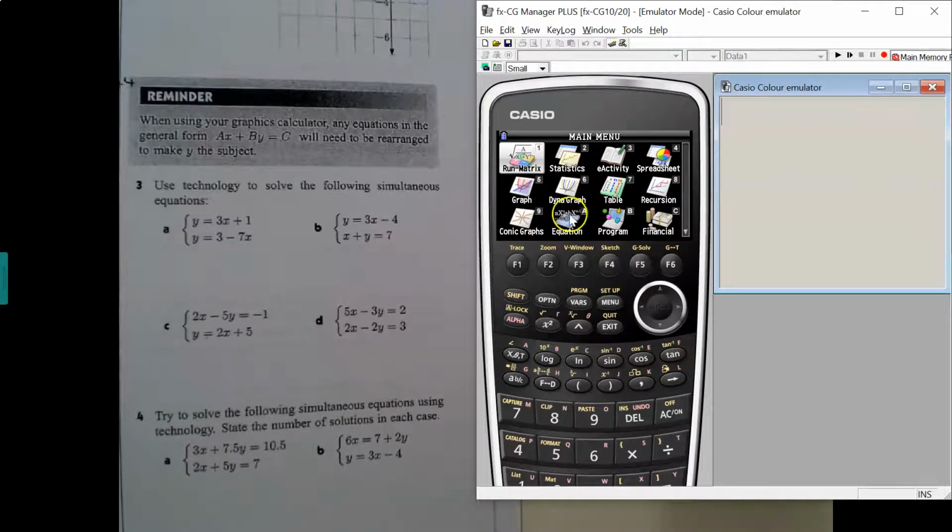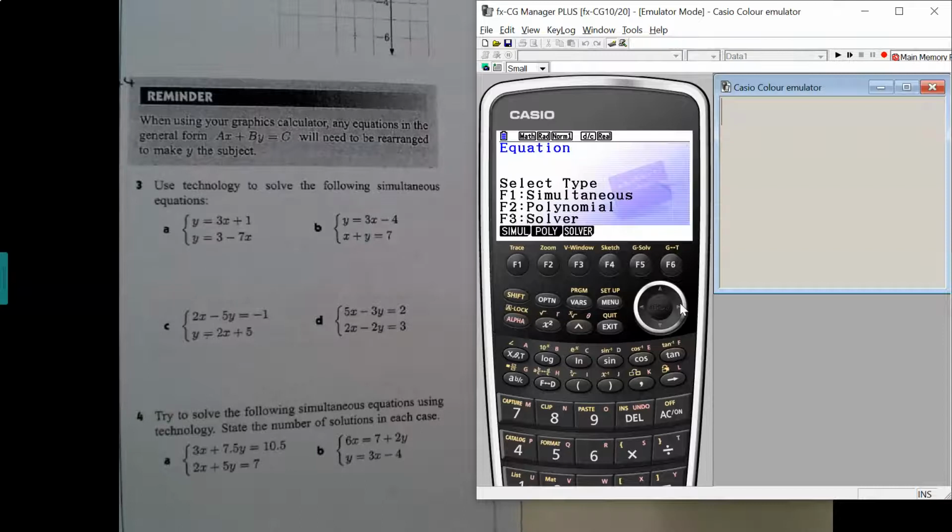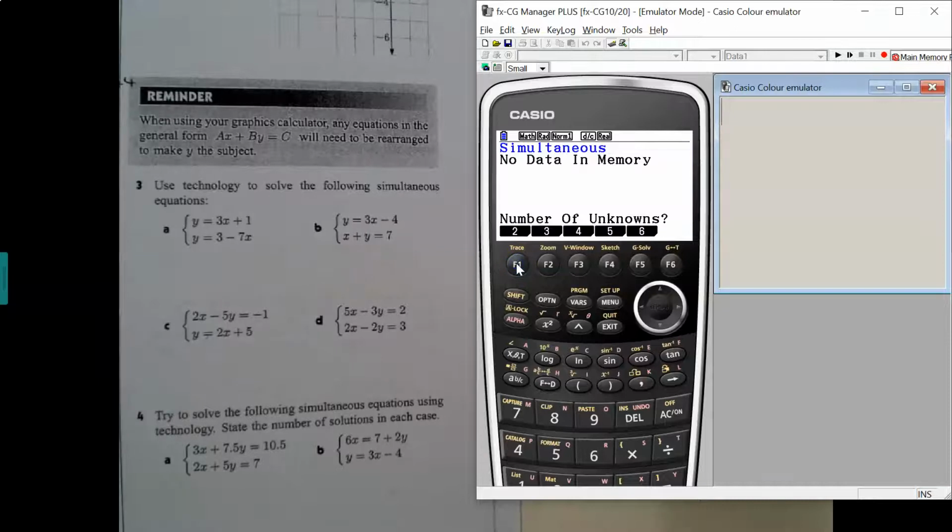Then you're going to come down to equation. So I can use this scroll pad to come to equation, and then in the bottom right hand corner, your calculator will say execute, so you can get into that. Now, the calculator can be used to solve three types of equations: simultaneous equations, polynomial equations, and then there's this solver mode. We're interested in simultaneous. You can see that simultaneous says F1. So click F1. Depending on the version of calculator you have, the interface might look slightly different, but it does the same thing.